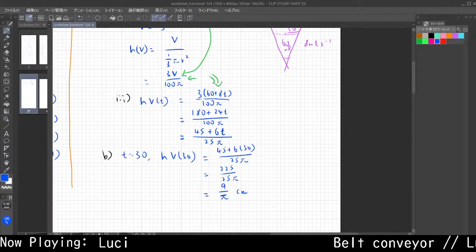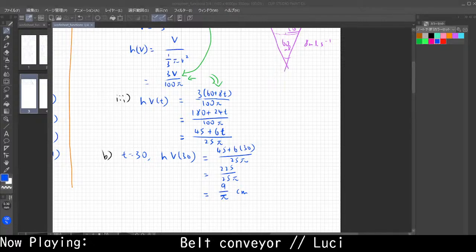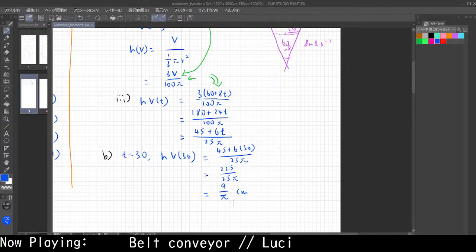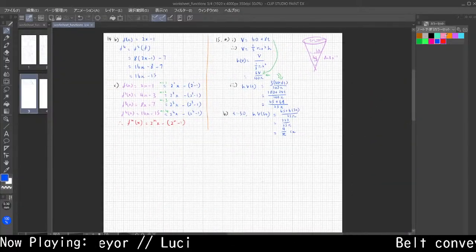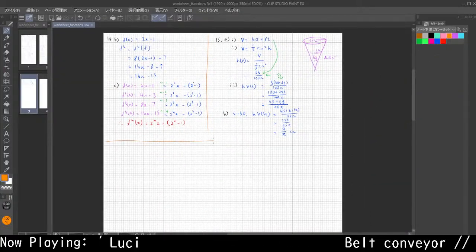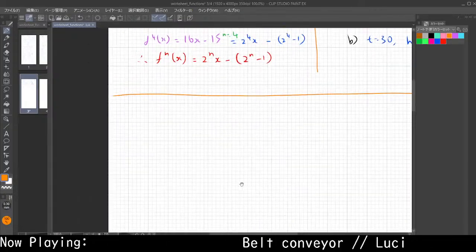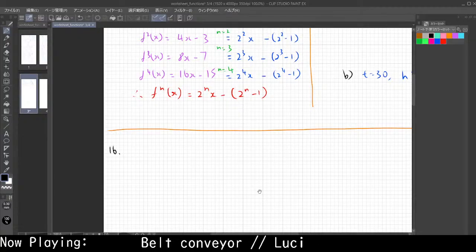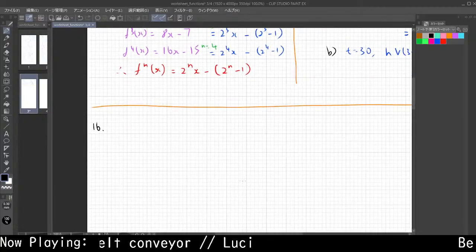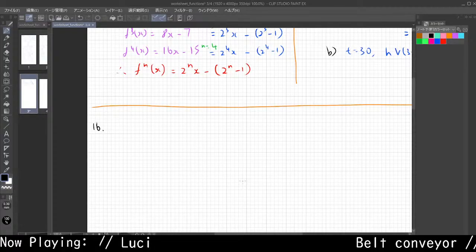Okay, question 15 done. Okay, we are halfway. Are we halfway? Oh, it's almost 2 hours. Okay, continue. Let's plow through this. 16, inverse function. Find the inverses of the functions below.